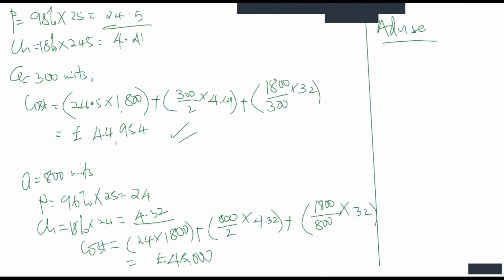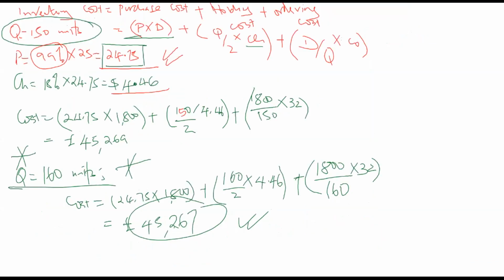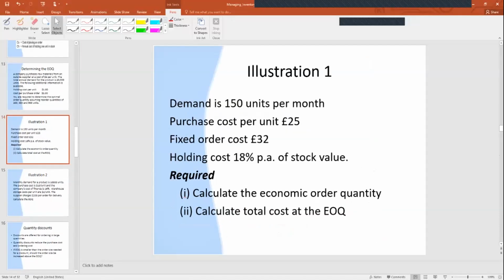Can you please explain why we are not using the EOQ formula in illustration one, the first illustration? Which illustration? Should I go back? Here? Not this illustration, the one that we did first. Why didn't we use the EOQ? Okay, go back. This one, or which one?